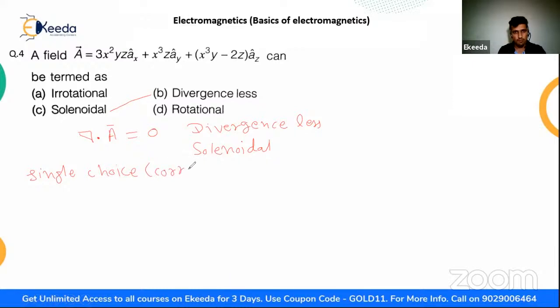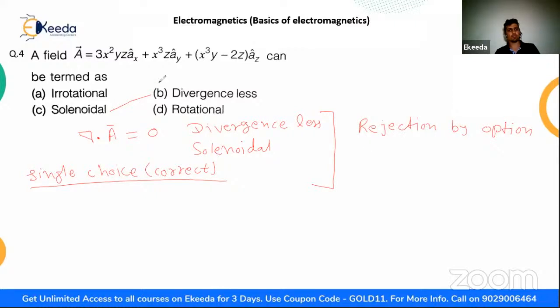So B and C cannot be the answer. If it's a single choice, both cannot be correct, because both are the same. So they are ruled out, and you have only options A and D. We call this method rejection by option. This helps many times and also increases the probability of being correct. Suppose there are 4 options, then it is 25% probability. If you have rejected 2 options, then there is 50% probability.